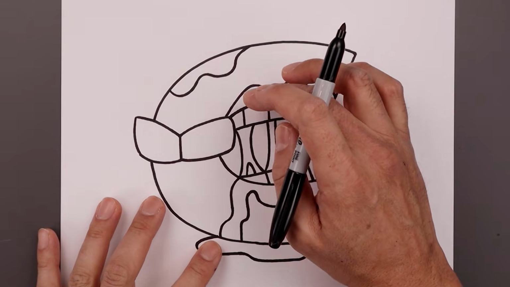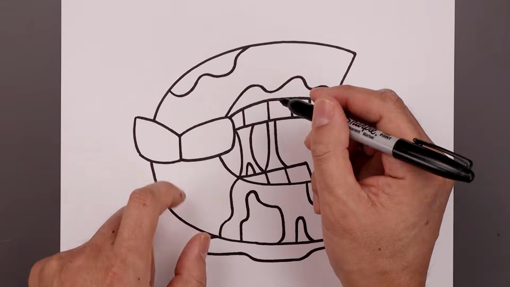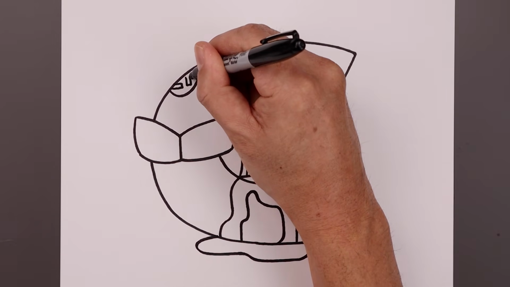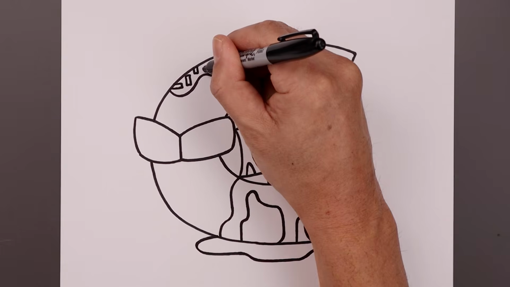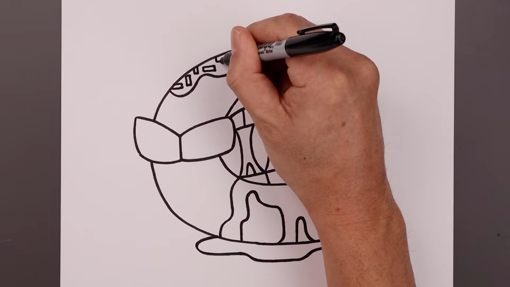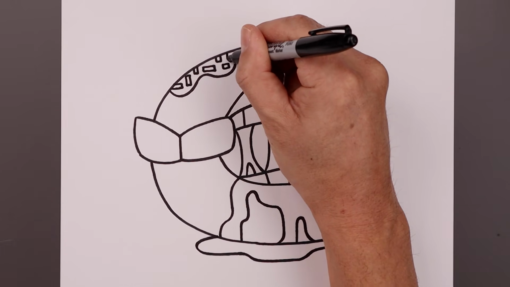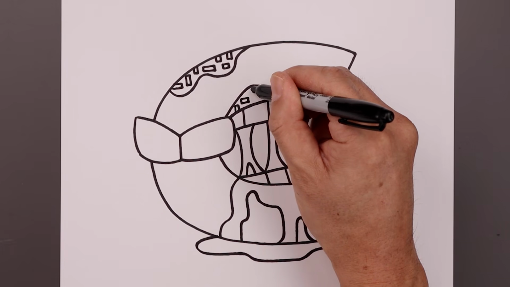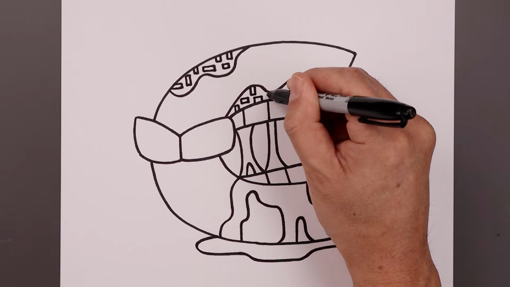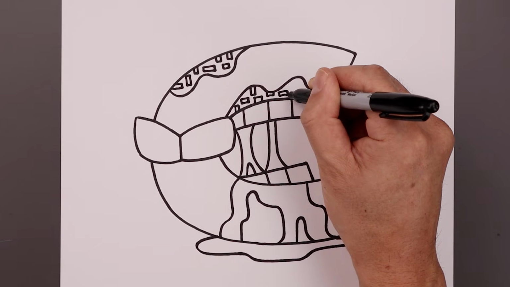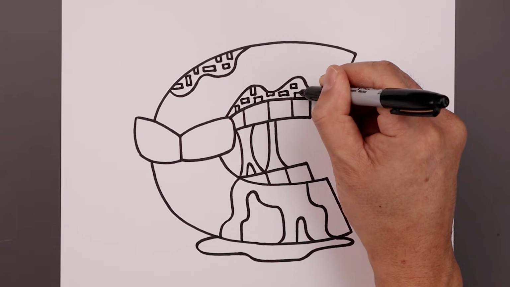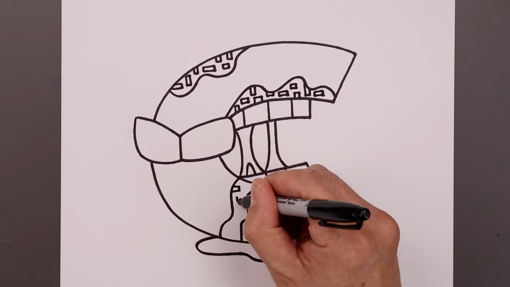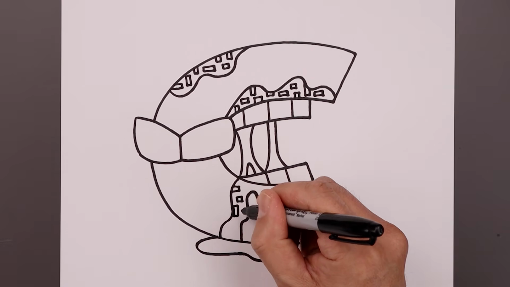Now you want to fill the inside of these drip areas with some horizontal and vertical rectangles. Let's start from the outside, at the very top, and just work our way across, and just vary the size and shape. Go across the bottom, going across the bottom drip.